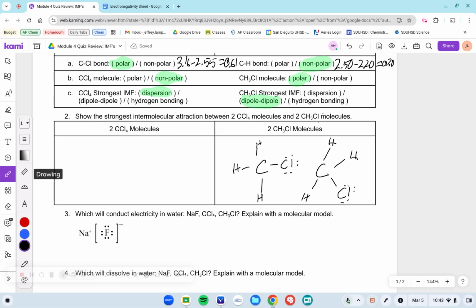and I'm also going to label my partial negatives and partial positives again. So I have a partial negative on each chlorine and a partial positive on the carbon. So then what I want to show is that there's an attraction between a partial negative of one molecule and the partial positive of another. So the way that I show that is with that dashed line there. So this means attraction.